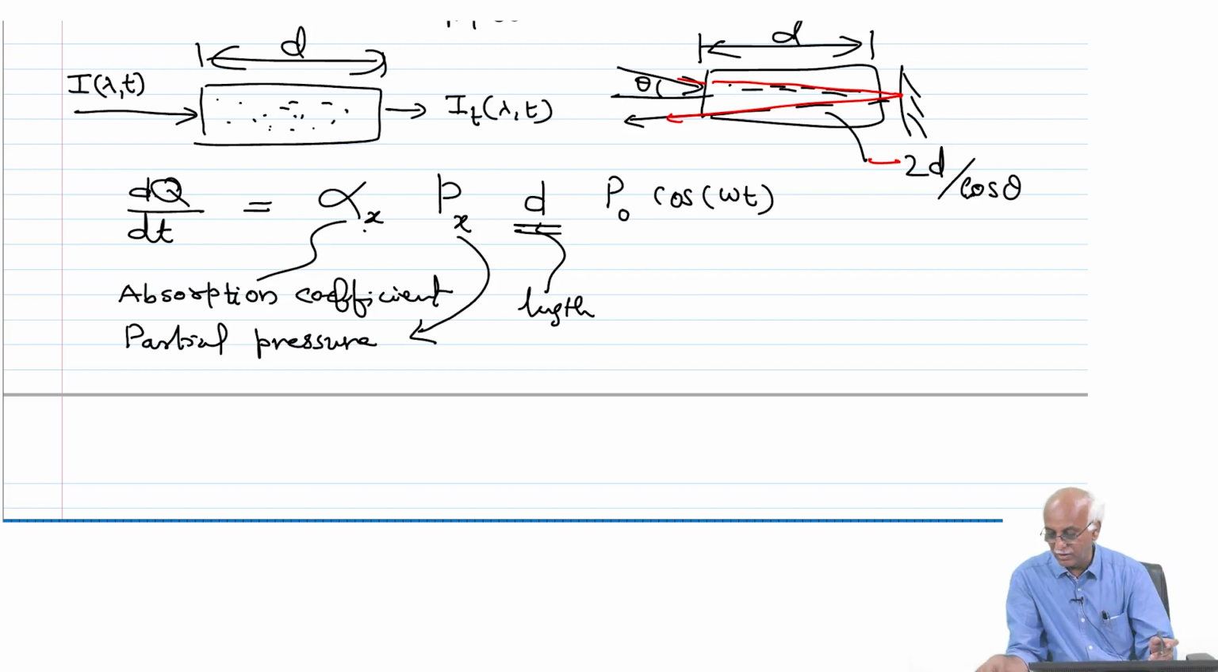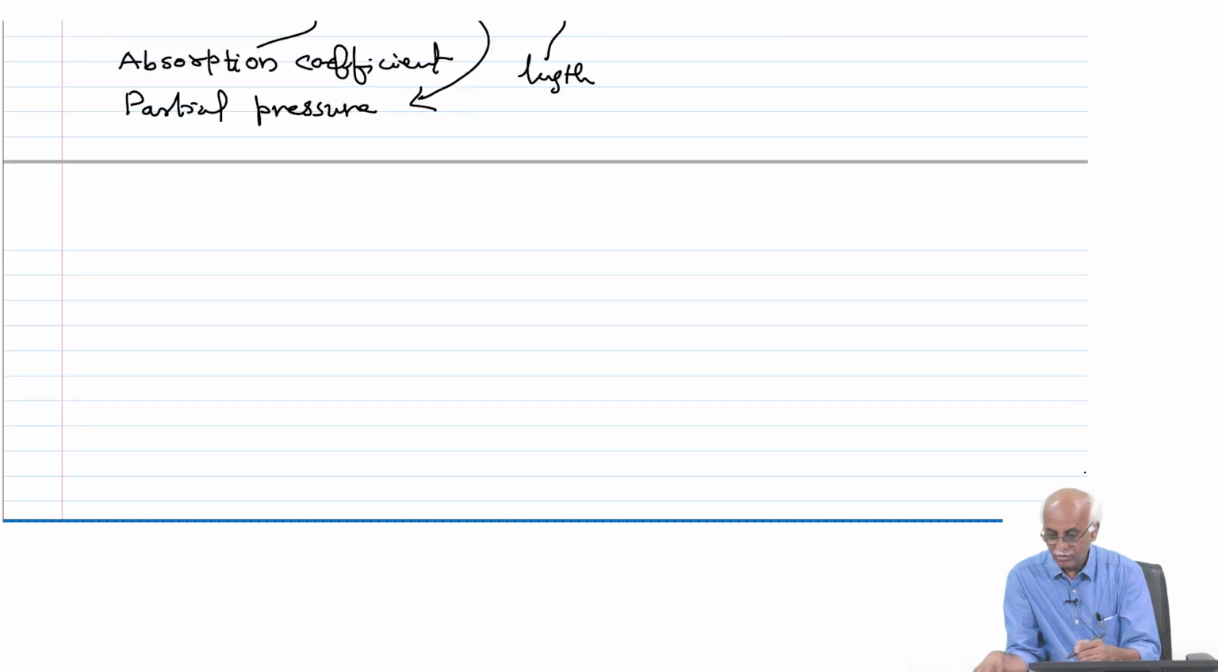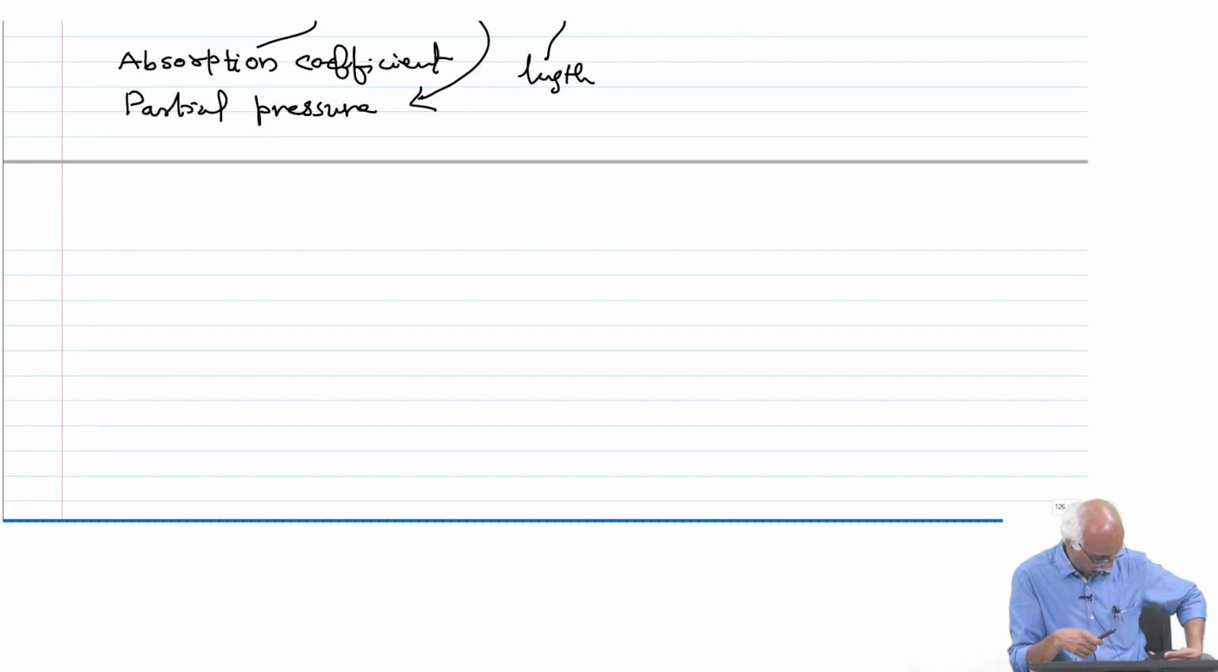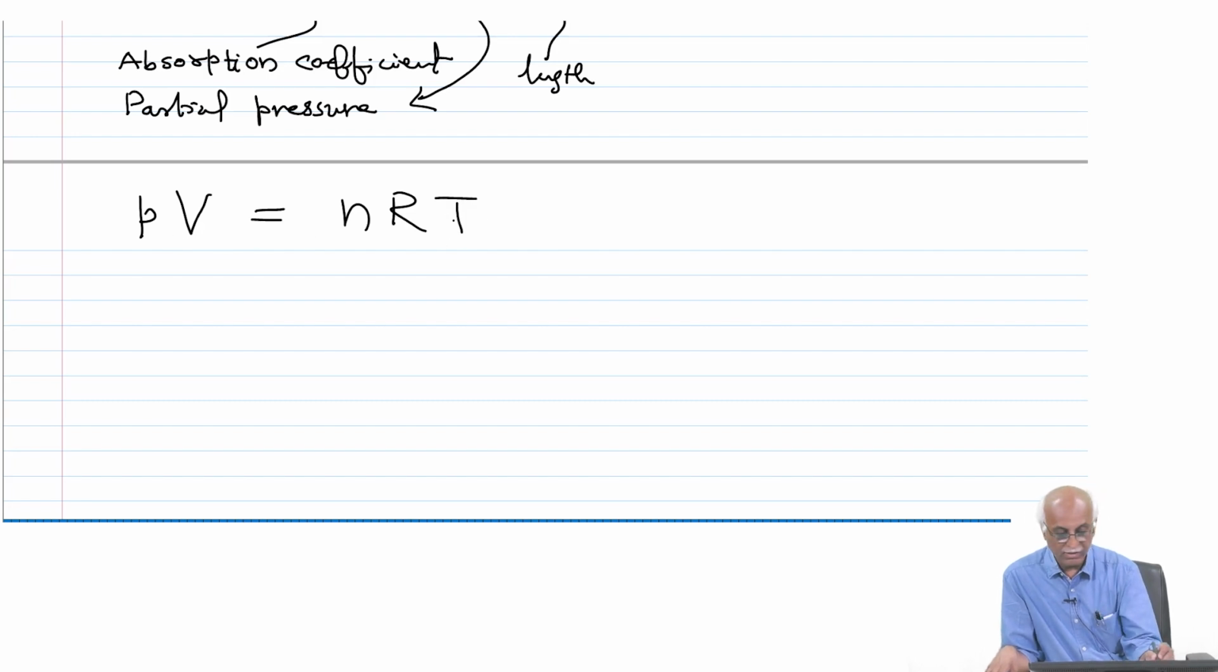Now, this heat generated is responsible for the pressure variation. That relationship can be given by PV equals nRT, the ideal gas equation, where n is the number of moles, R is the gas constant, T is the temperature, P is the pressure, and V is the volume in this cell.